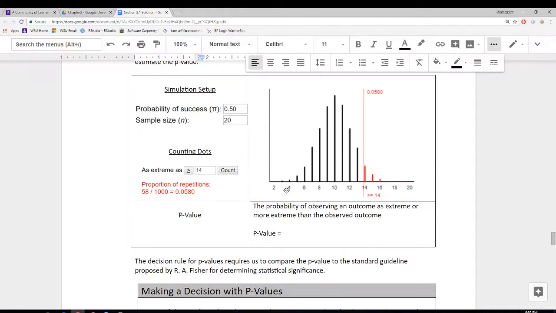Again, this reference distribution was determined using 1,000 dots. And 58 of the repeated outcomes from the simulation study are at 14 or something greater than 14. Therefore, the p-value would be computed as 58 divided by 1,000, or 0.058, which is 5.8%.